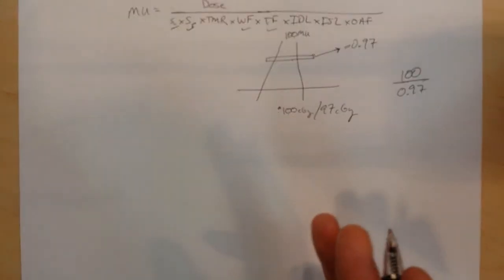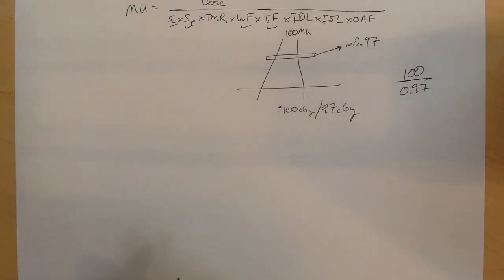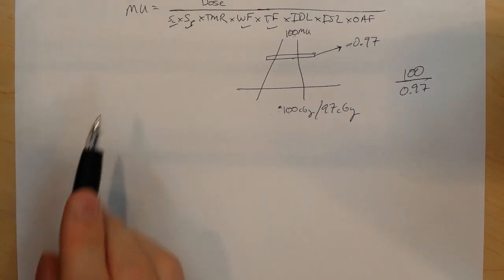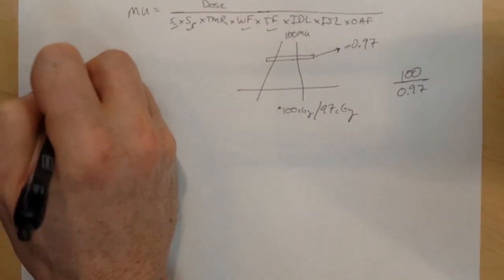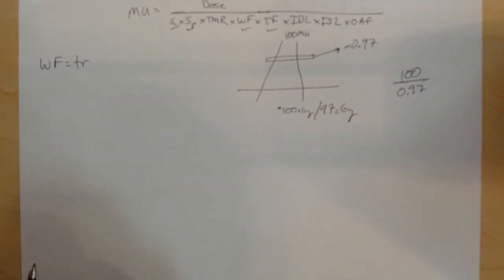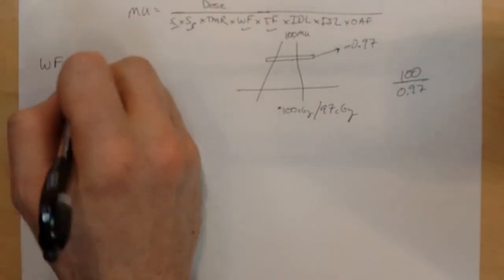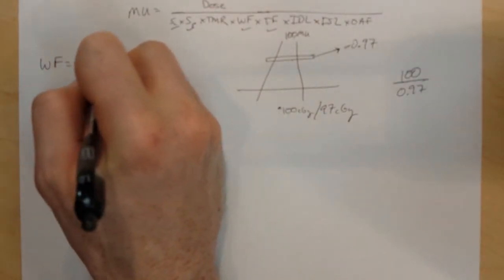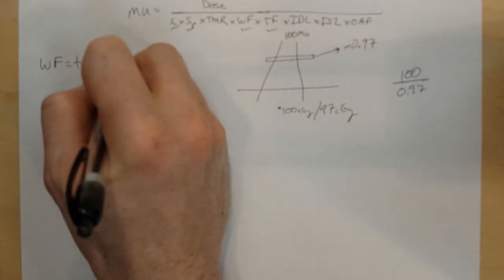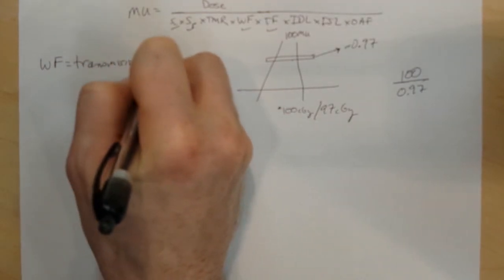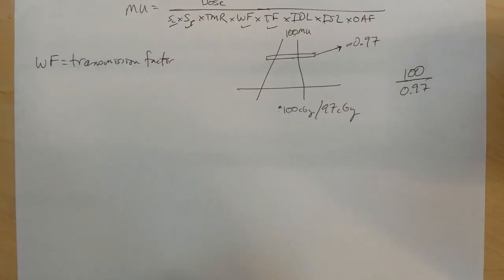Now, wedges are a similar case. How do we measure a wedge factor? The physicist measures without the wedge and with the wedge, and he divides the two. So the wedge factor is strictly a transmission factor. Okay? It's nothing else.